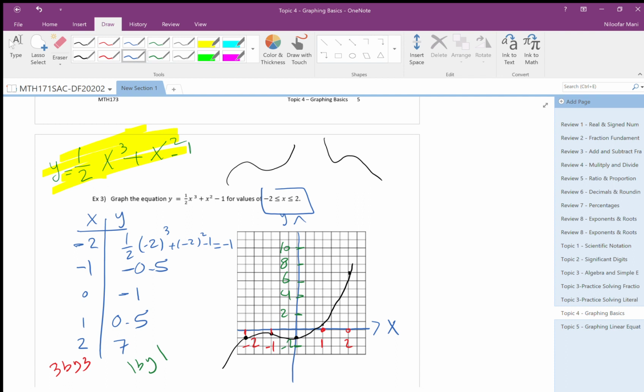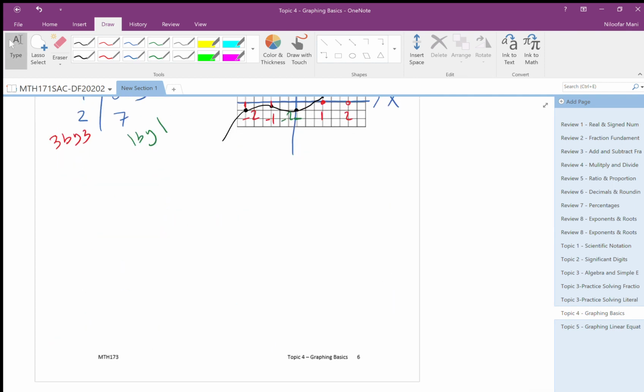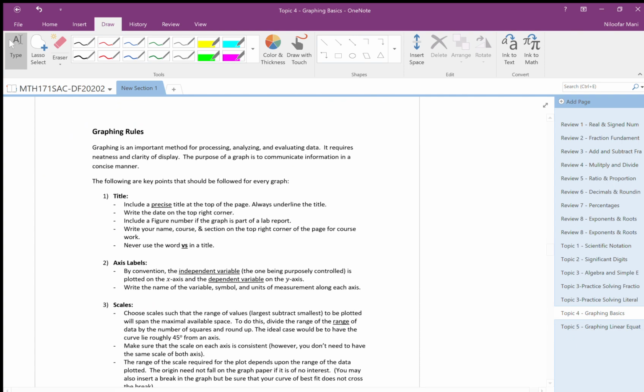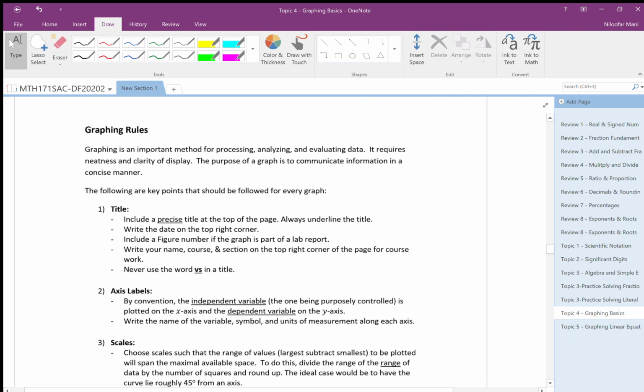So for now, if I give you a line or a curve and you just have to graph it by table of values. For lines, we are going to learn more graphing techniques and methods in topic 5, but for now in topic 4 we just know that. If it's a line, you go from -2 to 2. That's an agreement. If it's a curve, I need to give you from where to where, and you have to use those values. Okay, so now I want to talk about graphing rules.